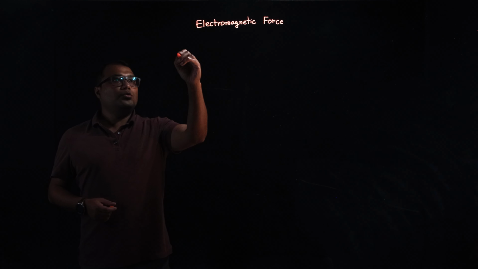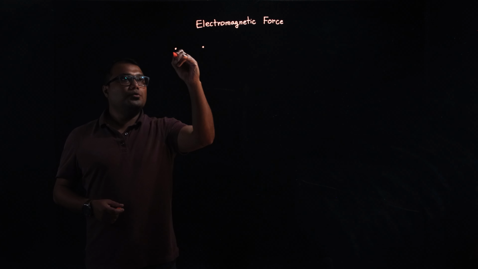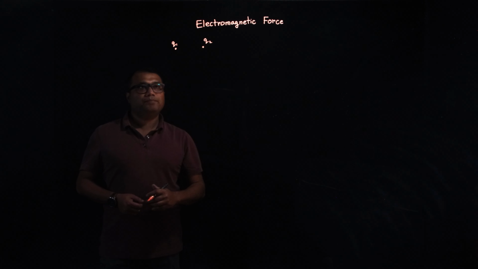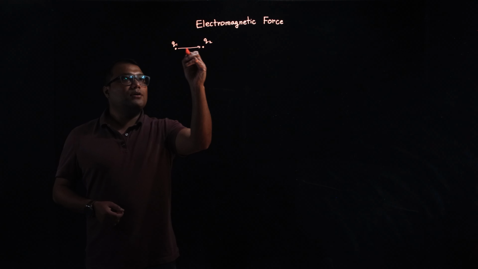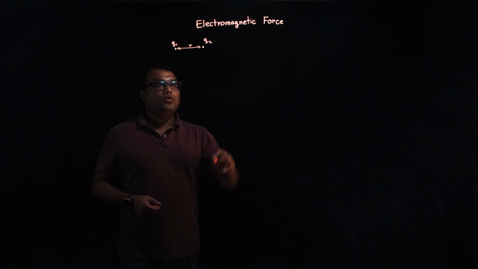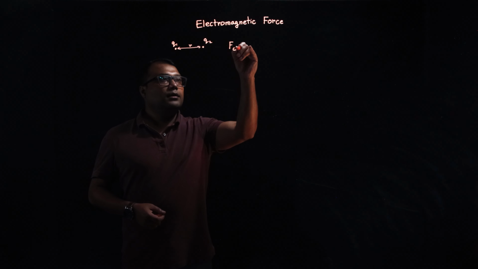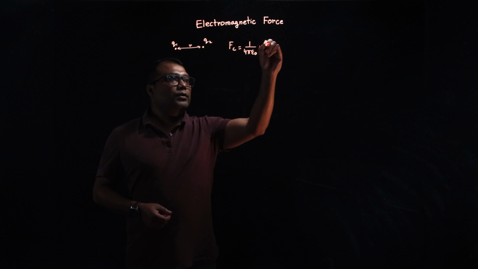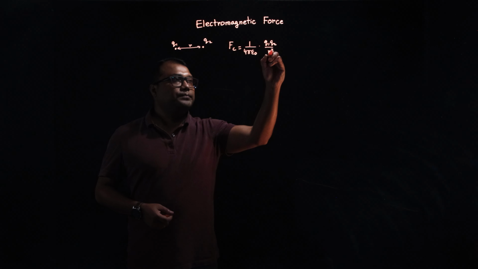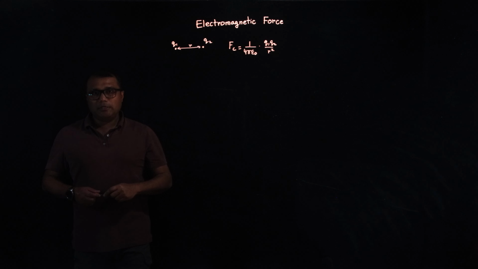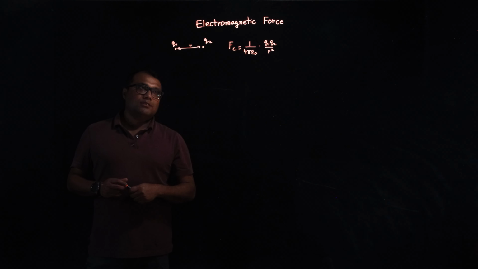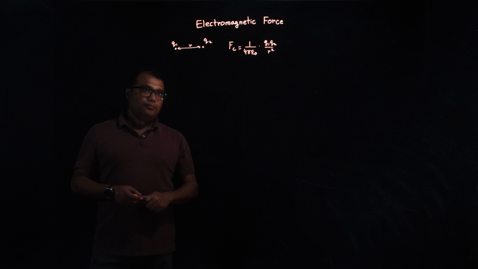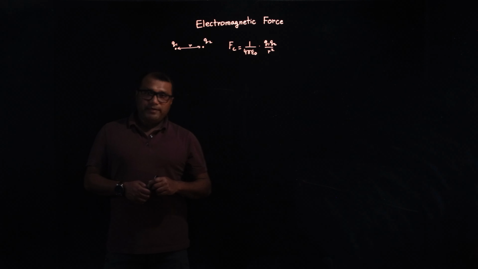Okay, let's talk about electromagnetic force now. We said if two charges, Q1 and Q2, are at rest with respect to an observer and they are separated by a distance of R, then the Coulomb force, Fc, is 1 by 4 pi epsilon naught Q1 Q2 by R squared. Now, since Q1 and Q2 could have different signs, this Coulomb force or electromagnetic force can be attractive or repulsive.